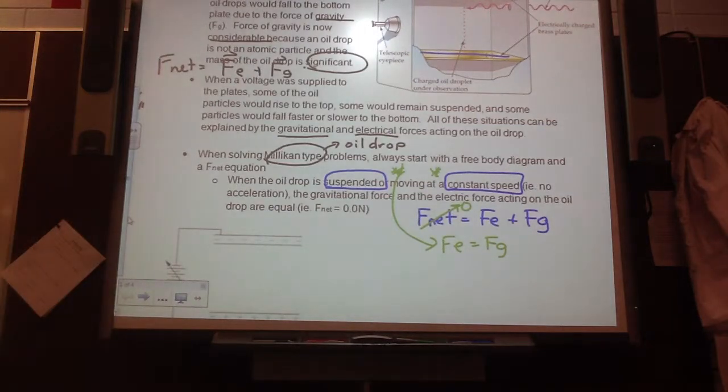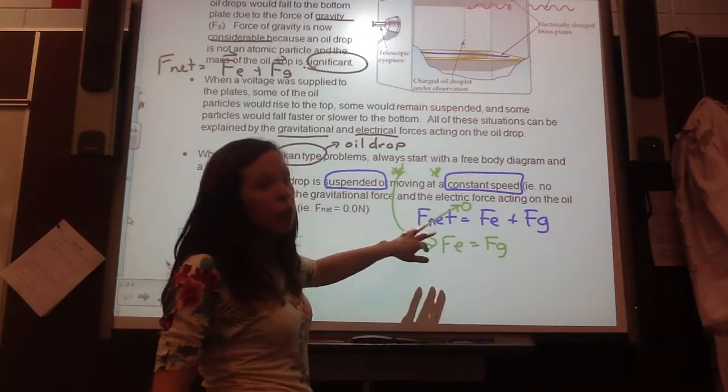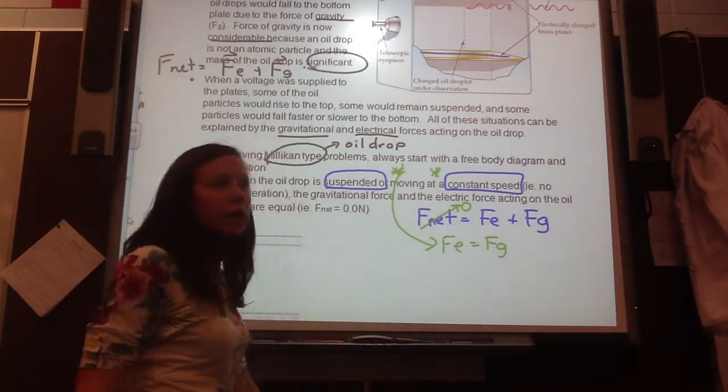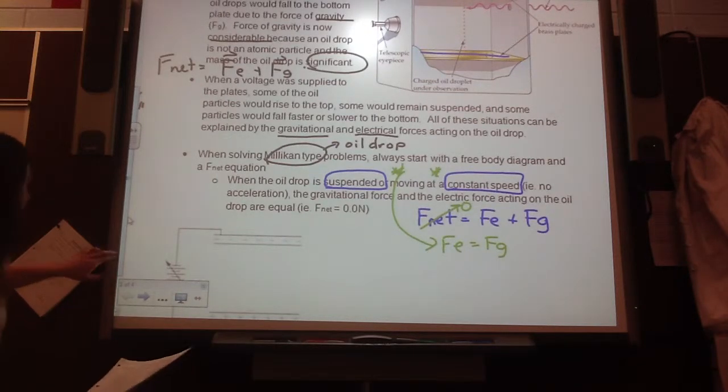Would it be negative? It actually depends on if Fe is going up or down. Depending on the question, you would put in negative or positive. Because they could both be going down, right? Yeah. And I'll show you lots of things like that.